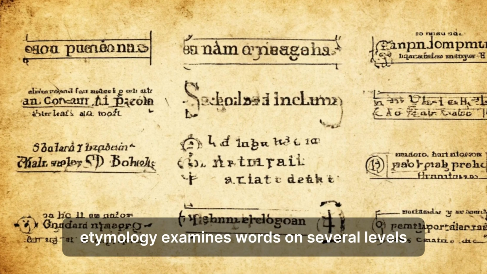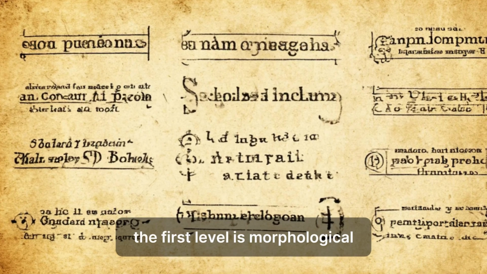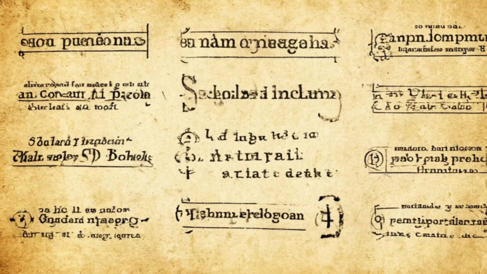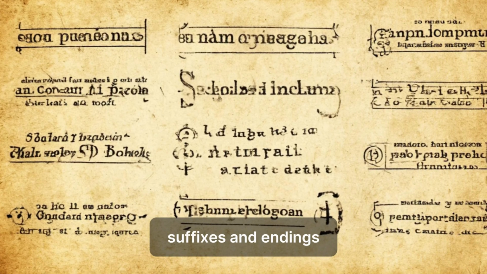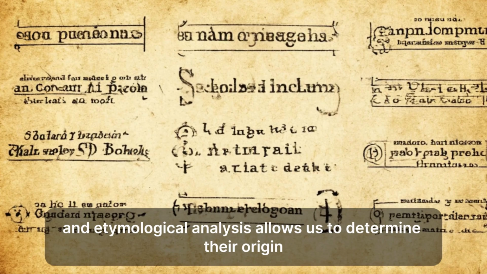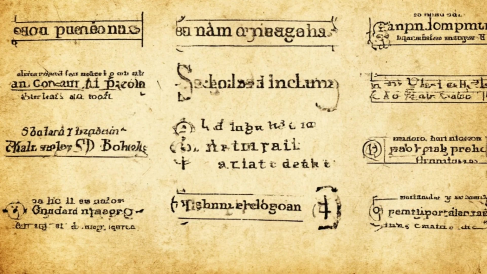Etymology examines words on several levels. The first level is morphological. Words consist of roots, prefixes, suffixes, and endings, and etymological analysis allows us to determine their origin.